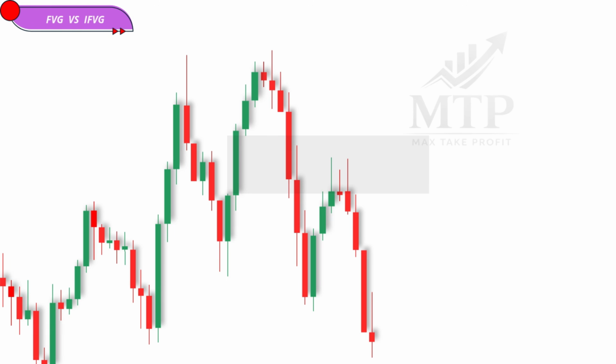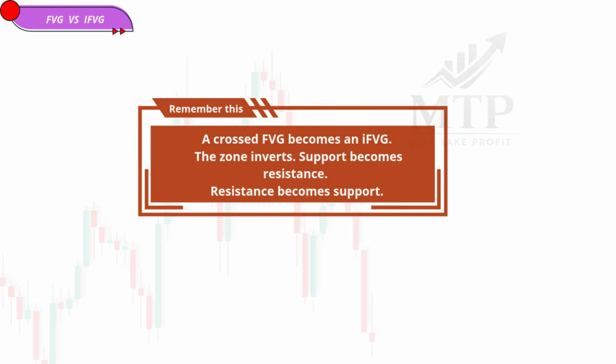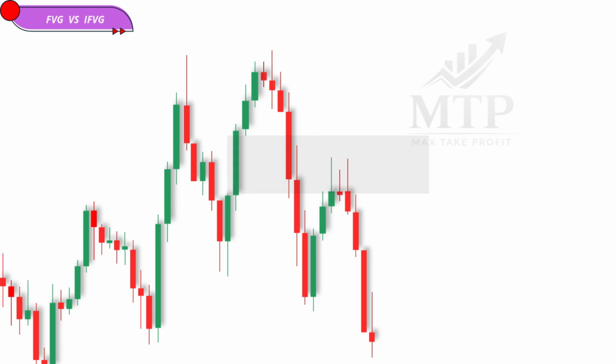Classic FVG. You trade in the direction of the gap. Price returns to the zone and bounces. IFVG. The gap has been broken. It changes nature. It becomes an entry point in the opposite direction. Remember this. A crossed FVG becomes an IFVG. The zone inverts. Support becomes resistance. Resistance becomes support.